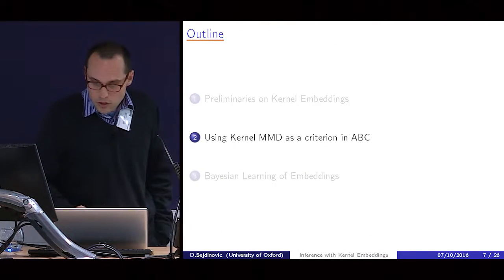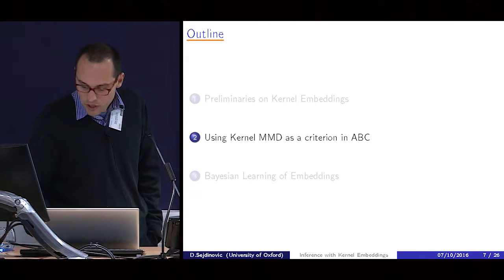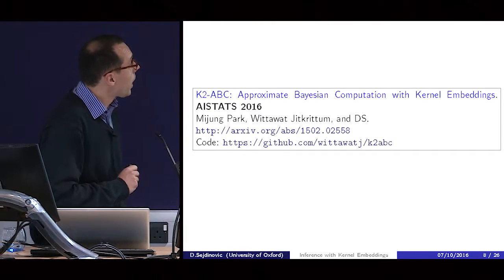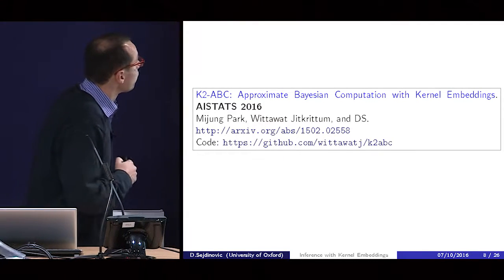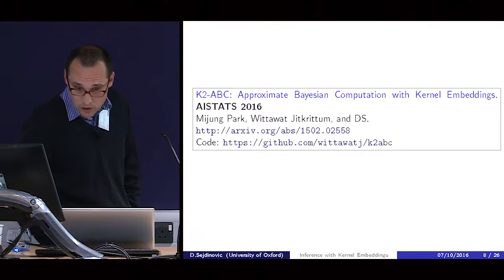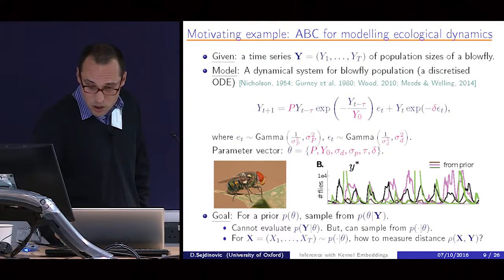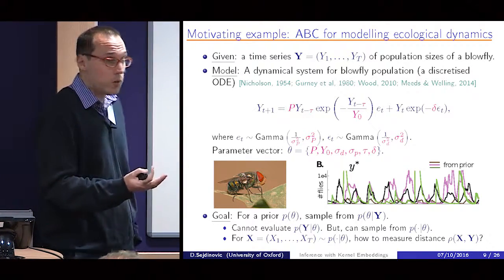Okay, so that was all a broad introduction into this notion of MMD. So let's see how it can be useful in the context of approximate Bayesian computation. This is the topic of an AISTATS paper that was published with some colleagues from the Gatsby Unit at UCL. I will give you just some motivating example. It doesn't really matter what it is.